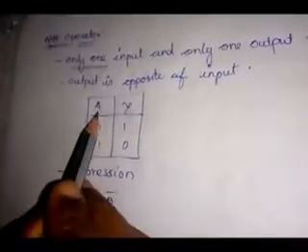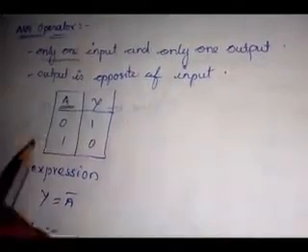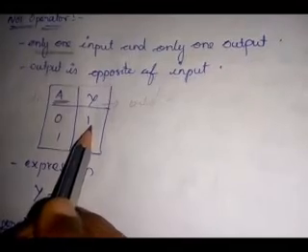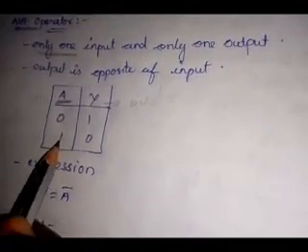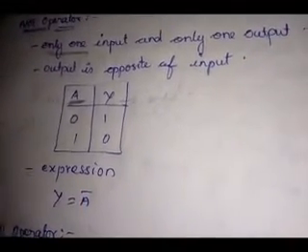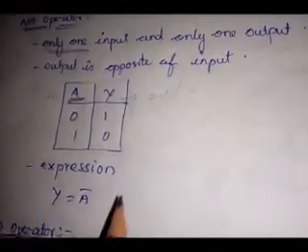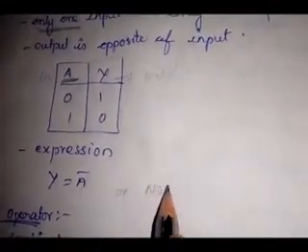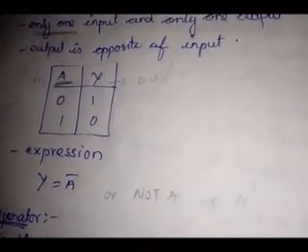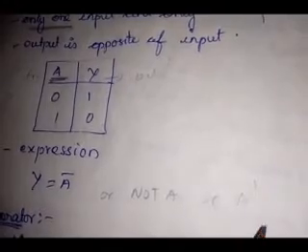Here in the truth table, A is input, Y is output. Here only one input. When we give 0, we will get output 1. When we give input 1, output is 0. Did you get it? Just opposite. Expression is Y is equal to A over bar. Otherwise we can write NOT A. Otherwise we can write A dash. Y is equal to NOT A, otherwise Y is equal to A dash.